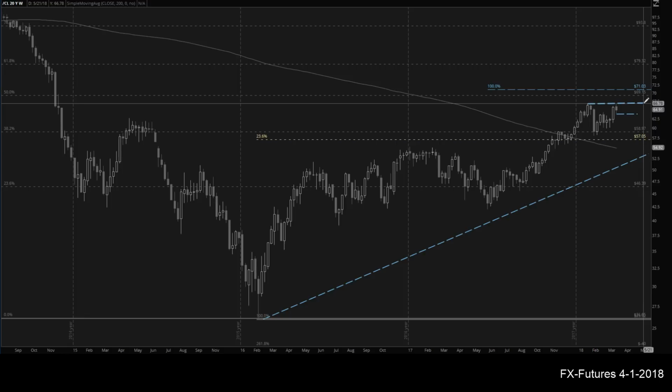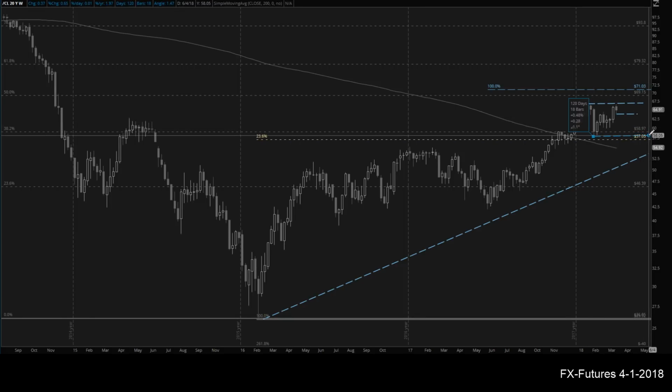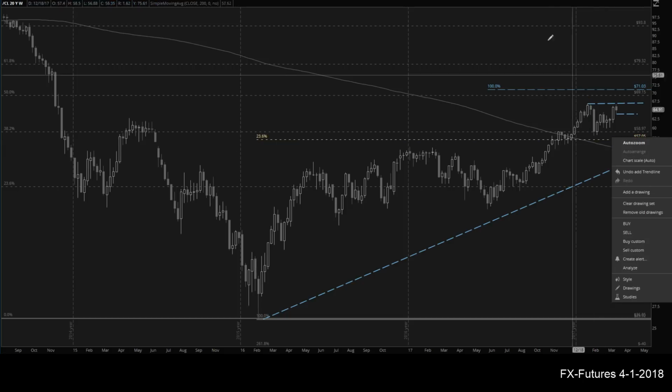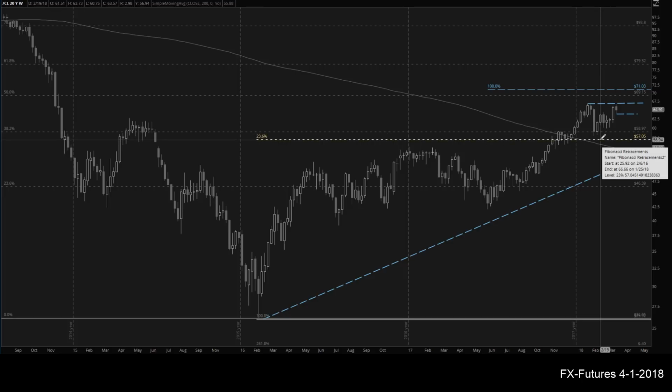However, if we break below last week's low, we're going to stay in this range, and I'm going to target the lows at 58. However, I'm not going to be selling this until we get below 57.05. I'm going to consider us still in a range and oscillating until we get below 57.